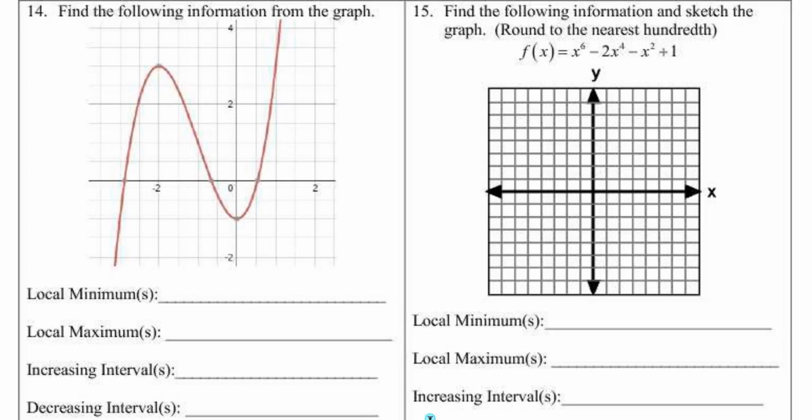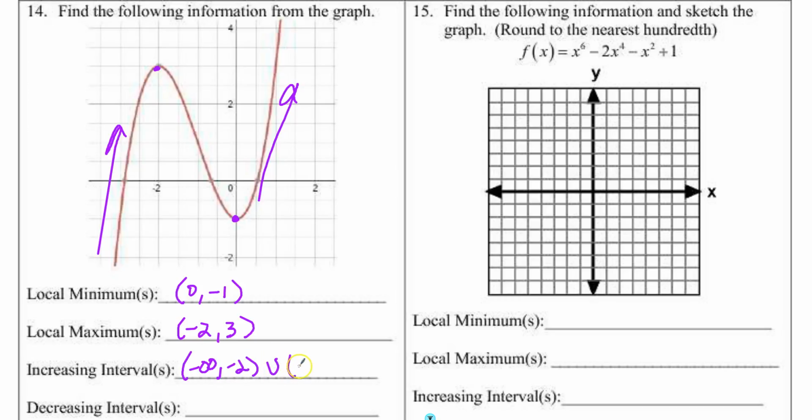Alright, last page. We have, looks like a cubic graph right here, local minimum. It's going to be right there at that guy, which is at the point 0, -1. Local maximum is at the point -2 and it looks like 3. Increasing intervals, so again we're increasing and increasing. That's going to be -infinity to -2, union 0 to infinity. Remember, when we're talking about increasing, decreasing intervals, we're only talking about the x values, and we are decreasing from -2 until 0.